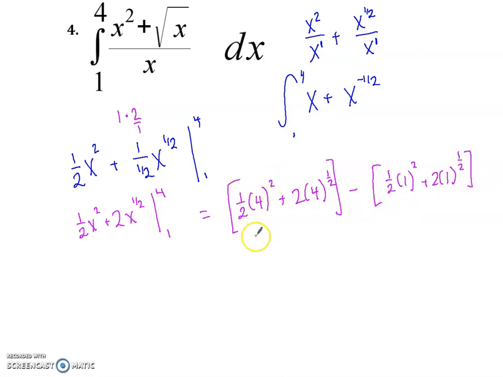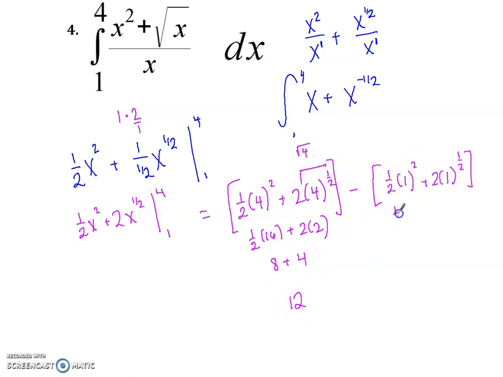So 4 squared is 16. So this will be 1/2 times 16 plus 2 times, remember, the 1/2 power means square root. This 4 to the 1/2 is the same thing as the square root of 4. Square root of 4 is 2. So 1/2 times 16 is 8, plus 2 times 2 is 4. So that's going to give me 12 for this first part.